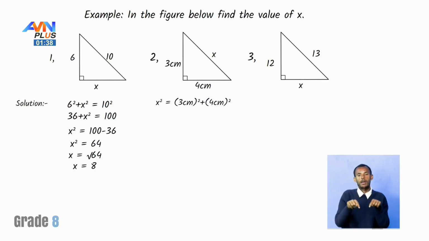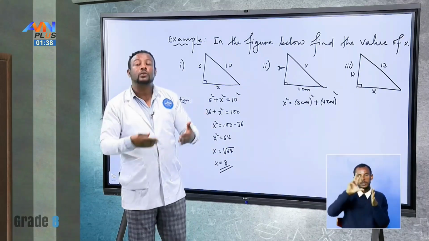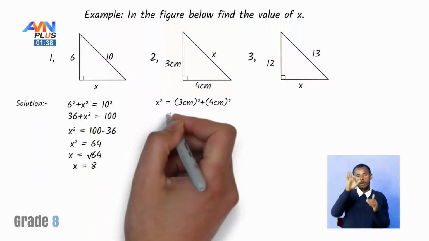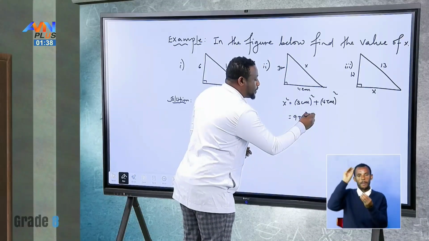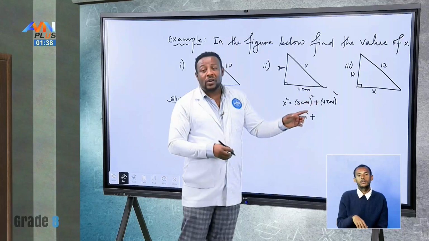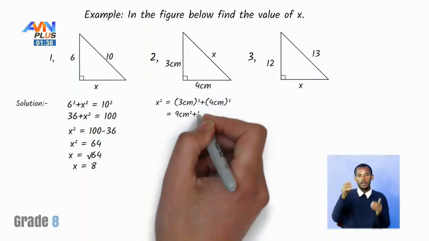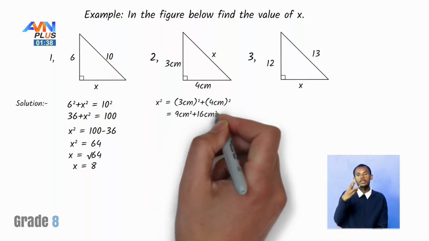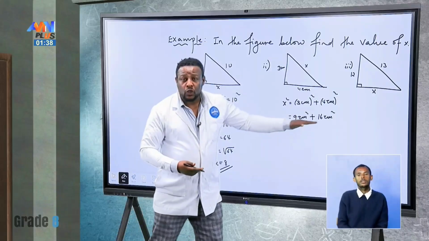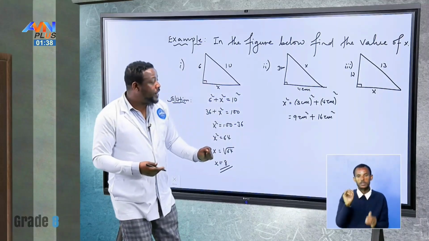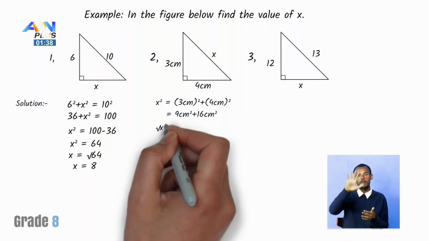So 3 centimeter square means 3 centimeter times 3 centimeter, which is 9 centimeter square. Plus 4 square means 4 times 4. So it becomes 16 centimeter square. 4 centimeter by 4 centimeter is 16 centimeter square. So the sum of these two numbers is 25 centimeter square, right? So this is 25 centimeter square.